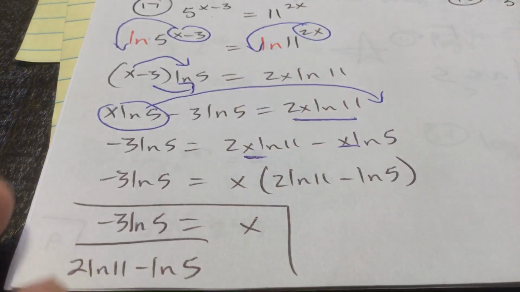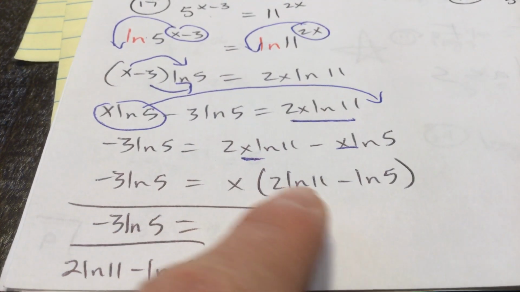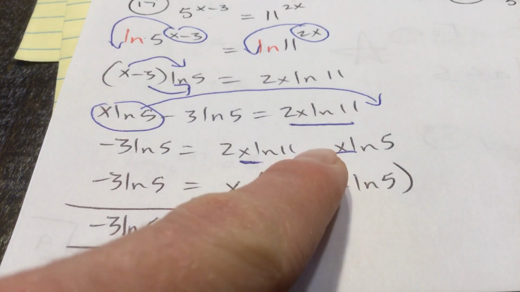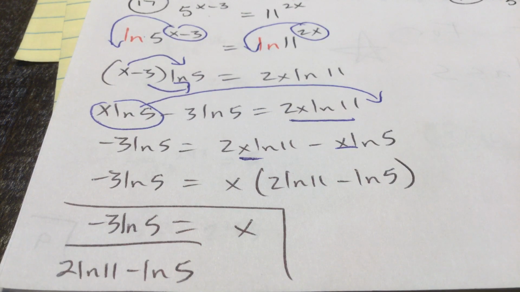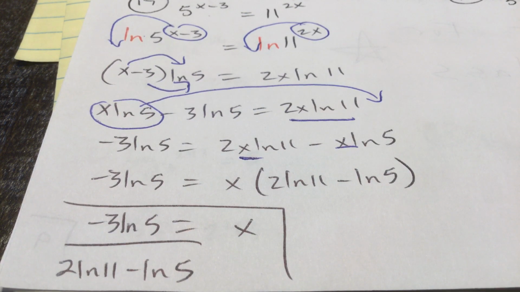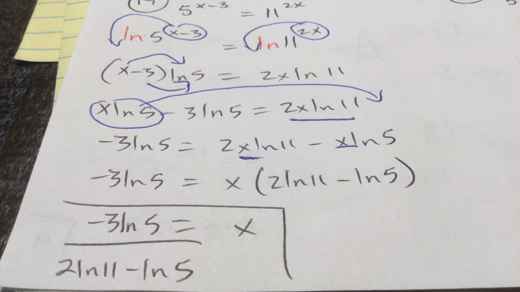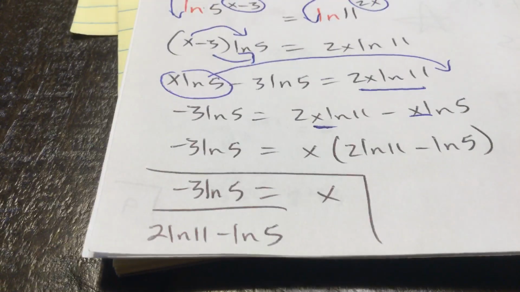Put it on the outside, leaving me with 2 natural log 11, or natural log 121, if you want to bring that exponent up, minus natural log 5, which if you wanted to, you could combine them too. That's the quotient property, but that's all right. We can leave our answer like this.